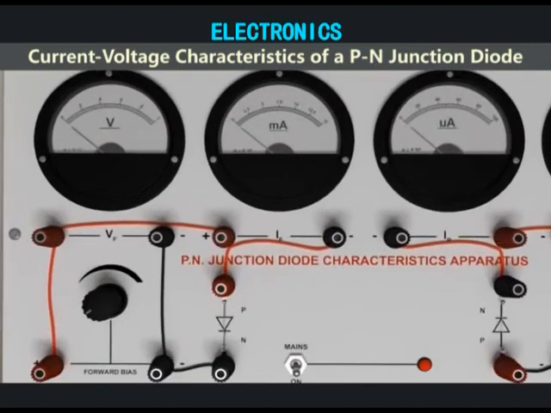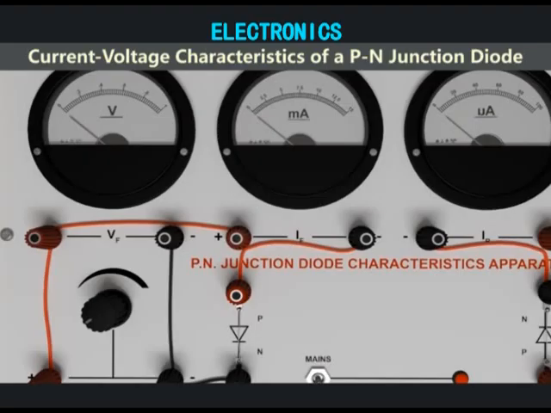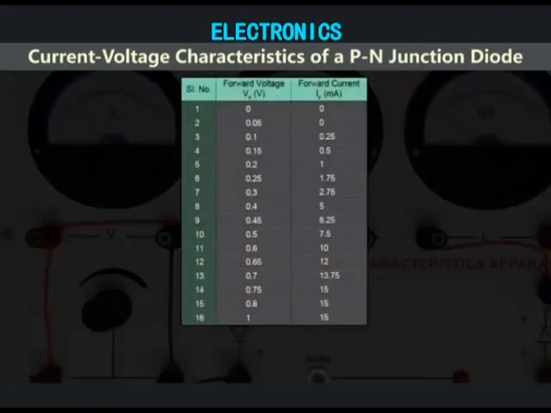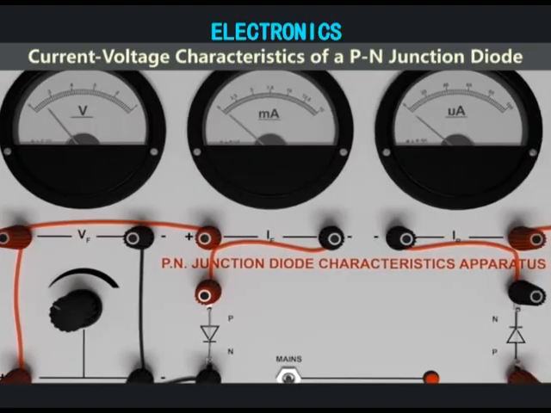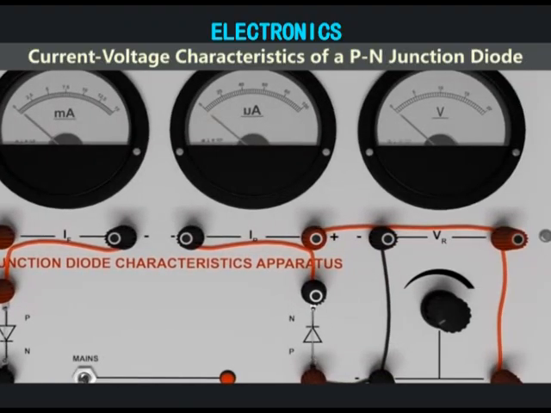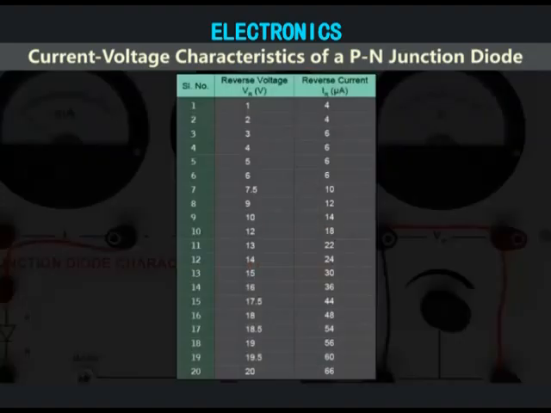For forward biasing, rotate the knob to increase voltage in steps of 0.05 volts and note down the corresponding reading on the milliammeter. Record your observations. For reverse biasing, rotate the knob to increase the voltage in steps of 1 volt and note the corresponding reading on the microammeter. Record your observations.